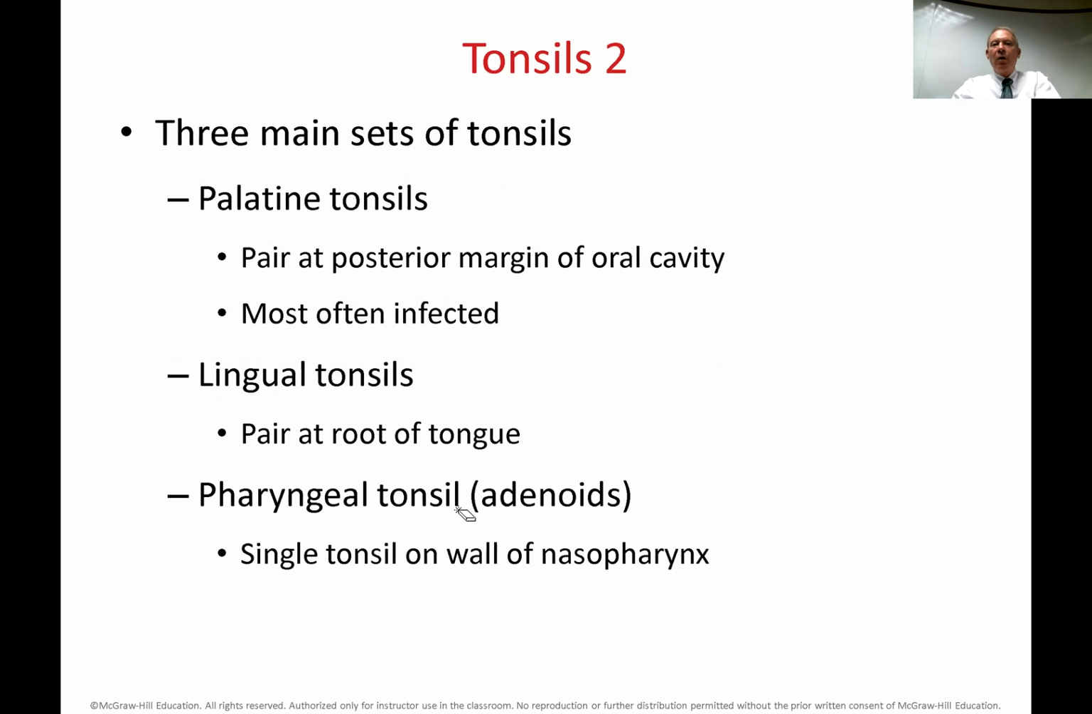Okay. We have three sets of tonsils. The palatine tonsils, and when people refer to the tonsils, they're talking about the palatine tonsils, and they're in the back of the throat. Lingual tonsils are at the root of the tongue, and then pharyngeal tonsils are also known as adenoids, and that's on the wall of the nasopharynx.